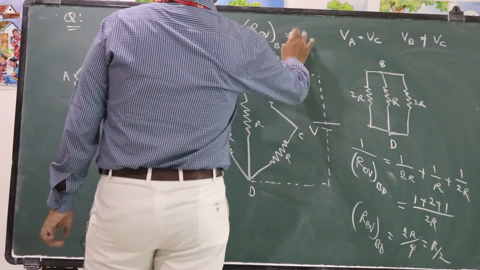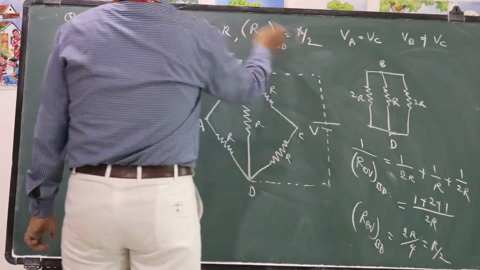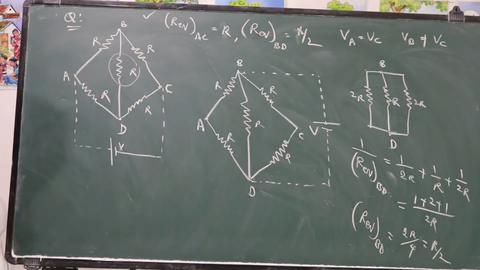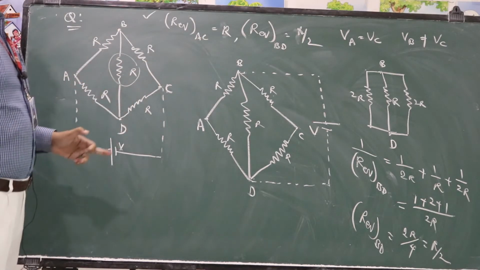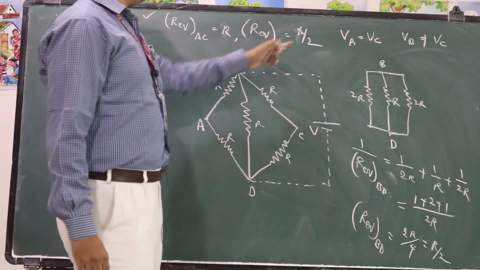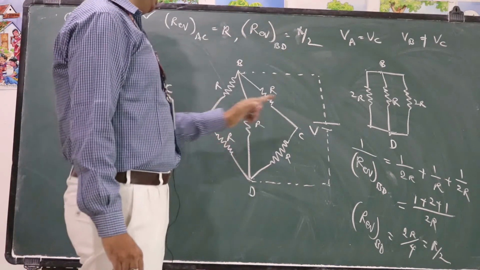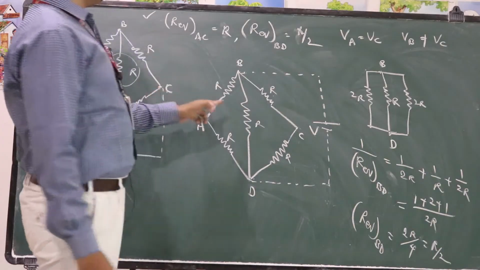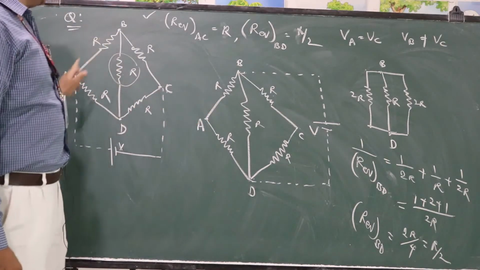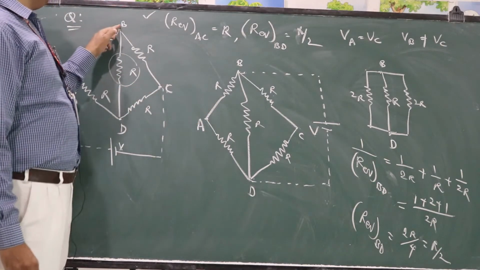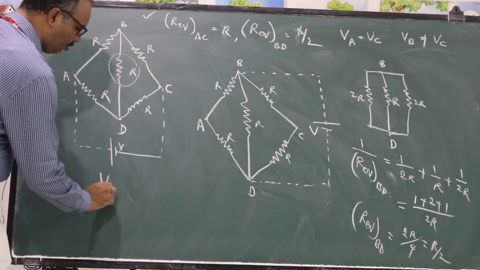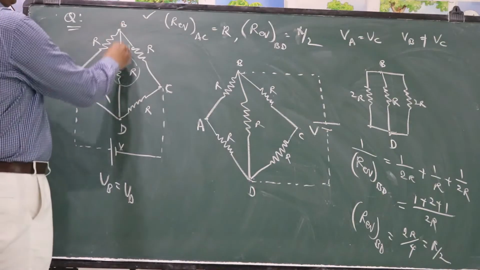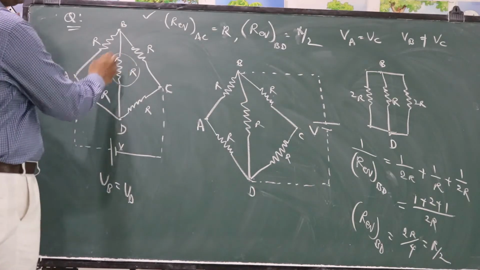The same question, you are finding two answers. Equivalent resistance becomes R when you find between A and C. Equivalent resistance becomes R by 2 when you find between B and D. What is the difference in these two questions? When we are considering between A and C, B and D are at the same potential. Potential at B is equal to potential at D. So, no current is passing through this branch. That's why I omitted R.